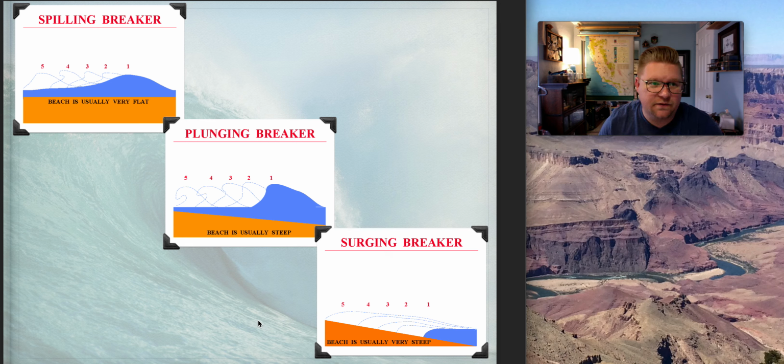When I think of spilling breakers, it's very flat. It just kind of slushes up and slushes back down. It spills like a glass of water spills over. Plunging, we start to see that there's a greater crest that develops, because the slope begins to increase.